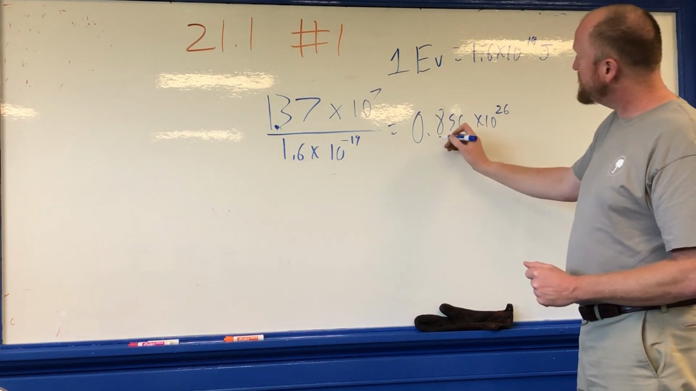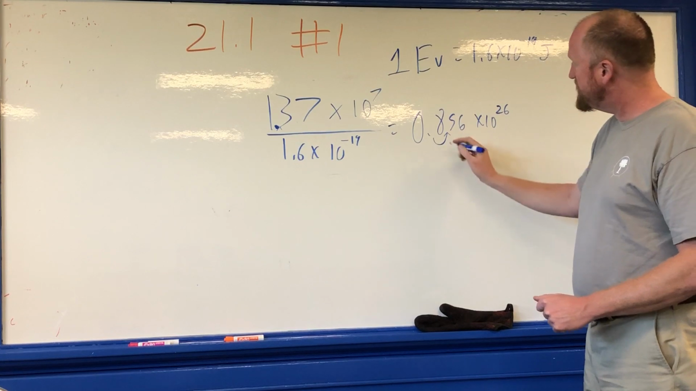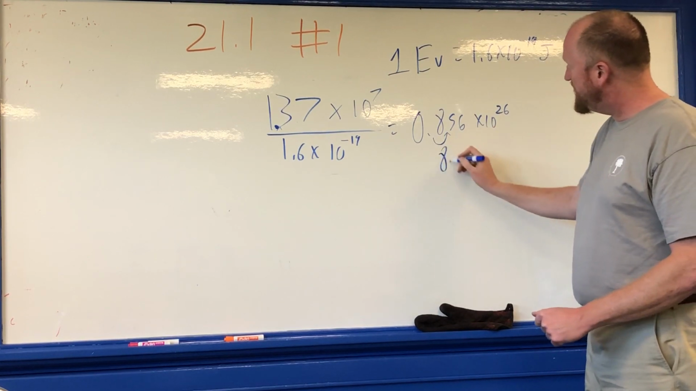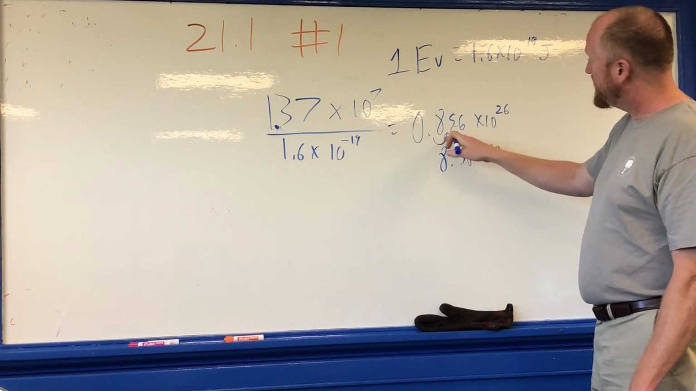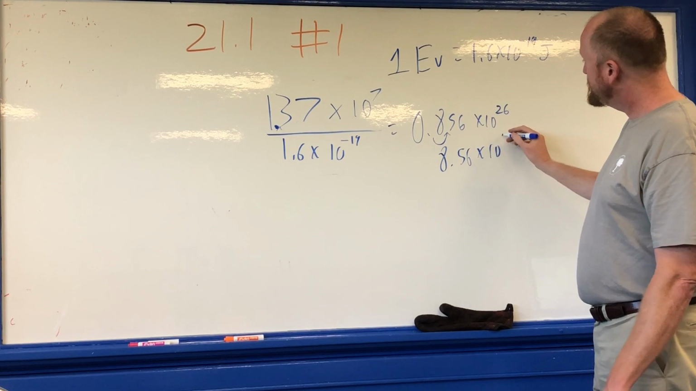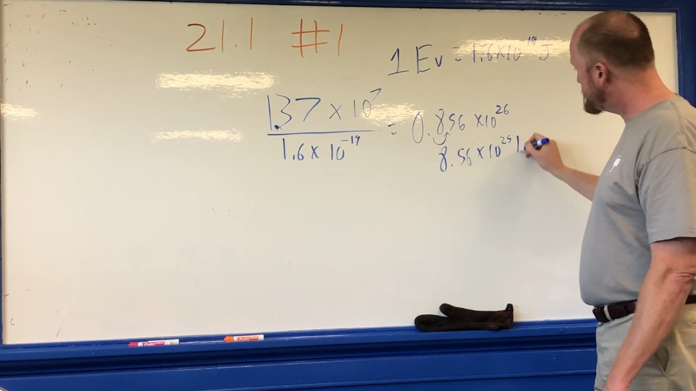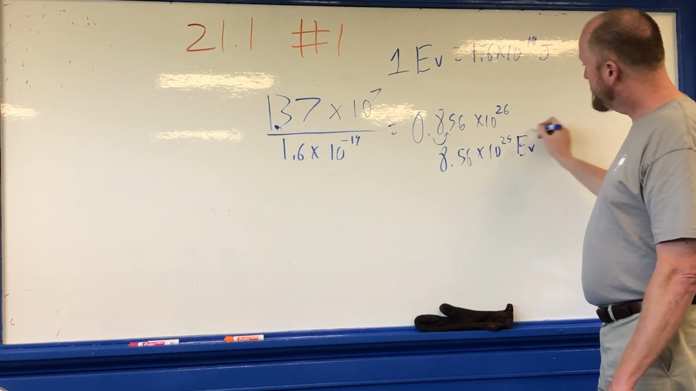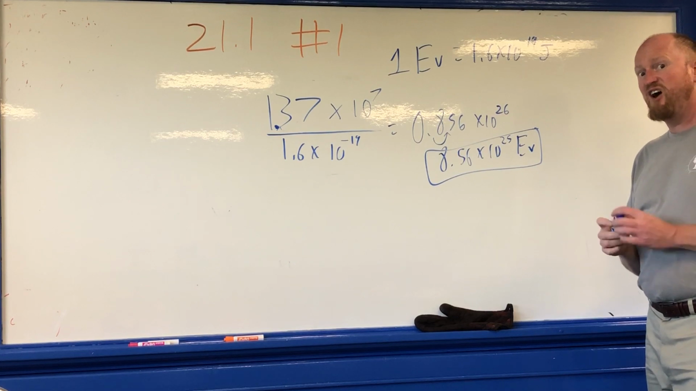Now, by the way, in scientific notation we always want the decimal right after the first number. So we move it over one place. We get 8.56 times 10. This got one place bigger, so the exponent is going to have to get one place smaller. There is our answer: 8.56 times 10 to the 25th electron volts.